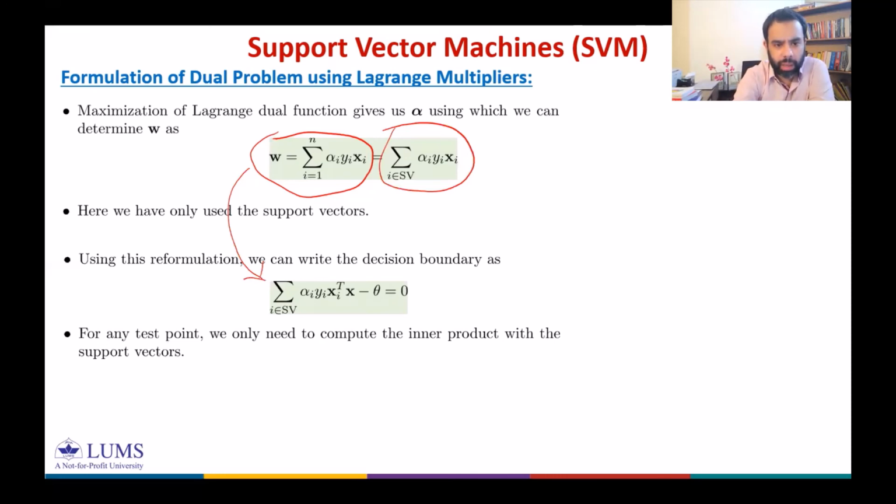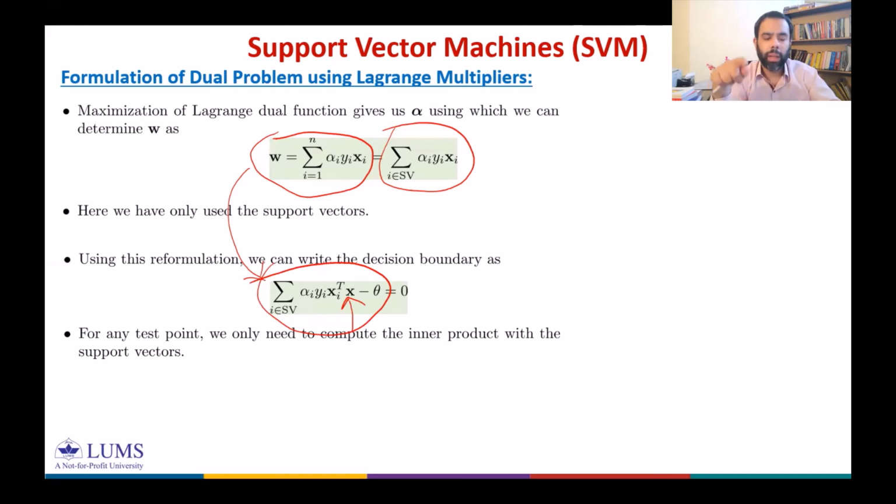For any test point x, if I substitute the test point here and it computes this, and if this turns out to be greater than 0, the label is 1. If this is less than 0, the label is minus 1. So we only need to compute the inner product of the test point with the support vectors only, using this formulation.